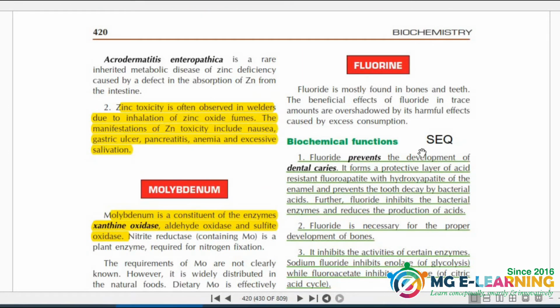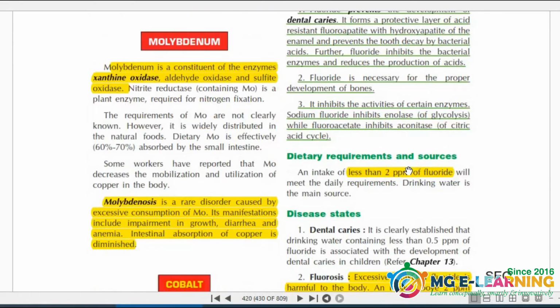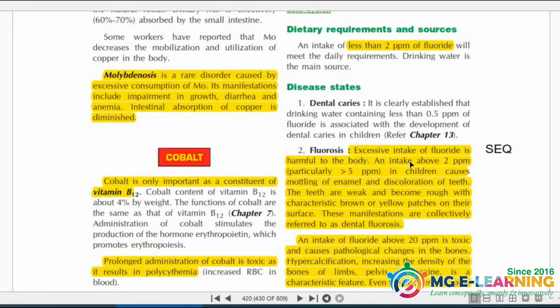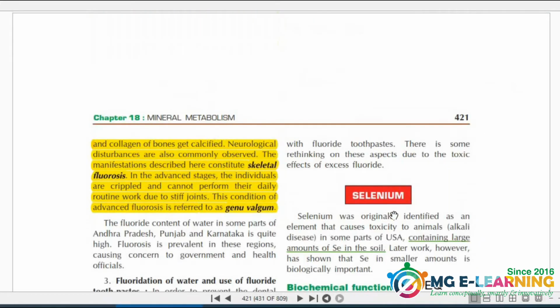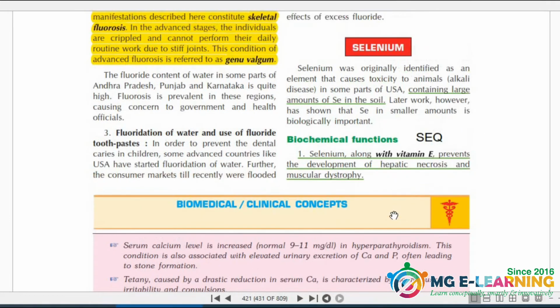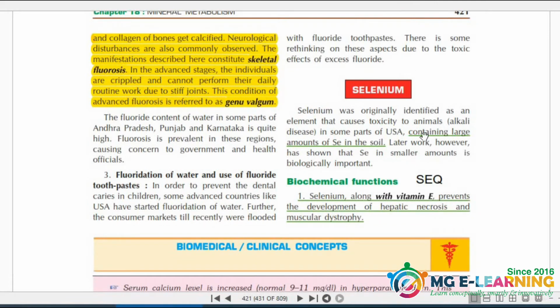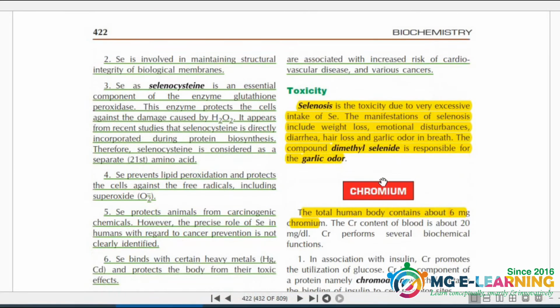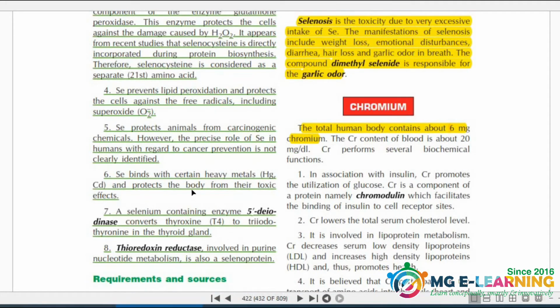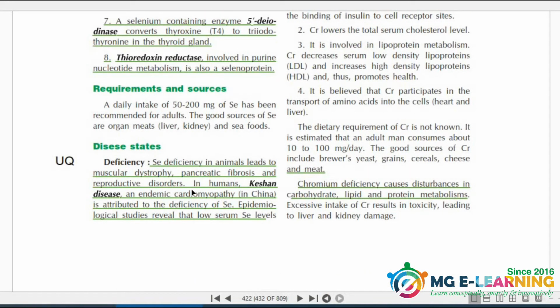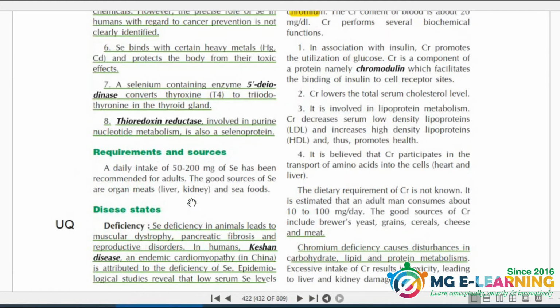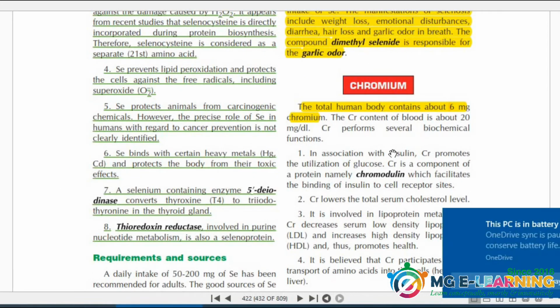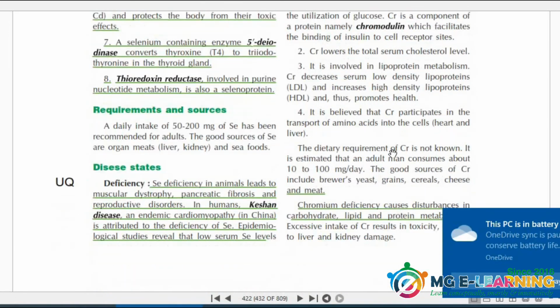Fluorine is important for SEQ. Its biochemical function is very important. And disease states like fluorosis are very important for UQ and SEQ. Selenium is also an important element. Its biochemical function is very important. All these are green underlines. Disease state of selenium, that one, Keshan disease, is also very important for UQ point of view. Chromium is not very important, but it may be asked for MCQ.